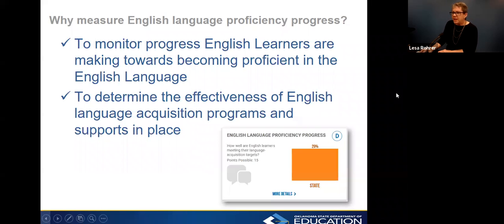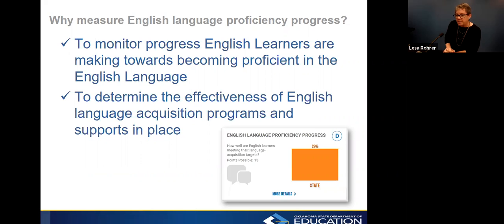ELPA. ELPA is an important indicator to measure because we're monitoring progress English learners are making towards becoming proficient in the English language. I tripped over that one, didn't I? Obviously, I'm not very proficient in the English language. Why do we do that? We're looking to determine the effectiveness of English language acquisition programs and supports in place.